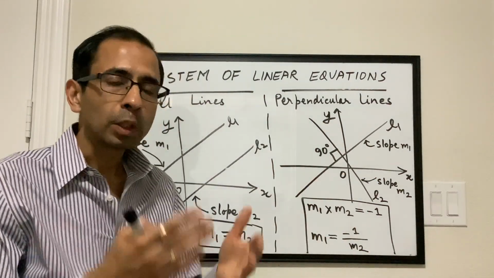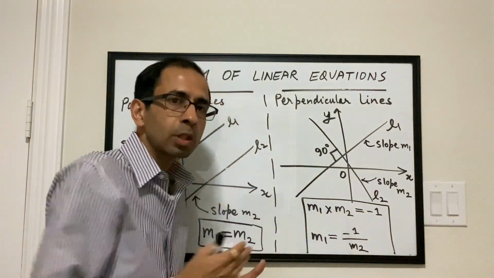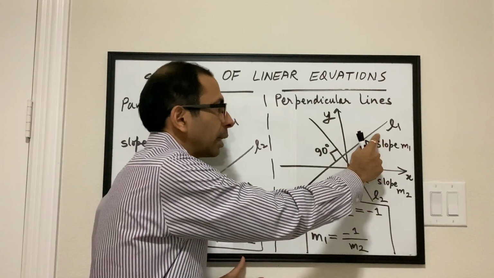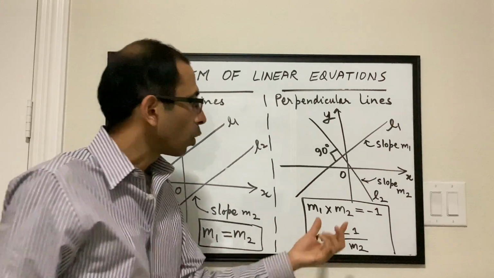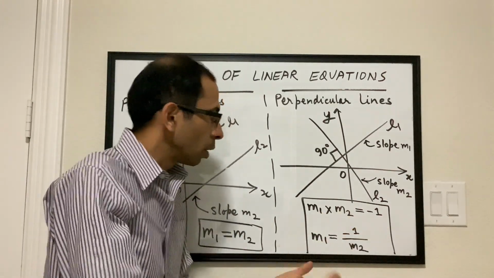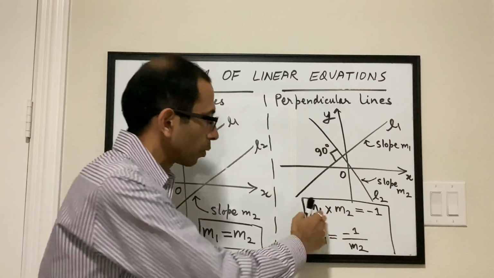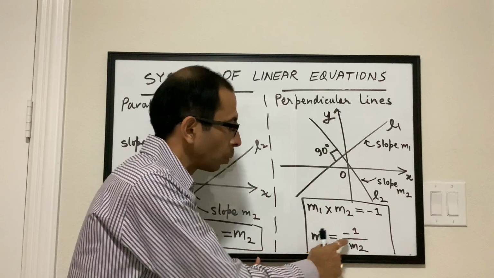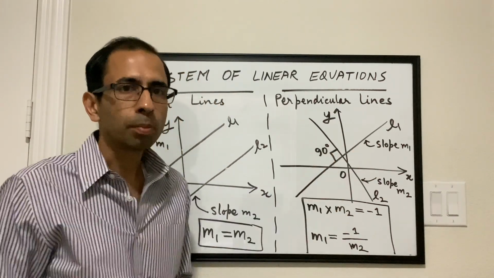In this case, wherein two lines are perpendicular to each other, the product of their individual slopes is equal to -1. So if M1 is the slope of line L1 and M2 is the slope of line L2, then M1 times M2 will always be equal to -1. Or in other words, if you want to move M2 to the other side, you divide the left side by M2 and the right side by M2, and you get M1 equals -1 over M2. So this is how the slopes of two perpendicular lines will be related.